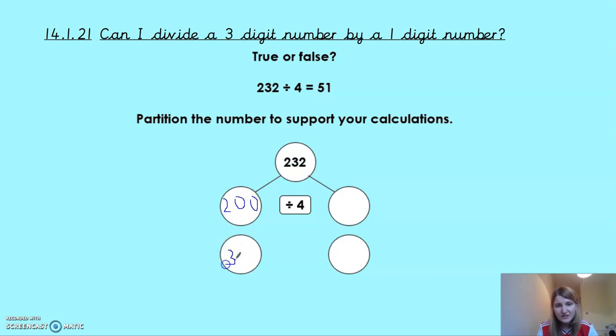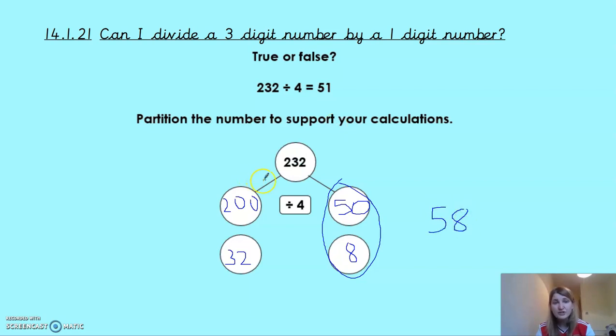232. If I wanted, I could do 230 and 2. But as I'm dividing by 4, I've got a feeling doing it just to this will help me better. So 200 divided by 4. I know 20 divided by 4 is 5. Therefore, 200 divided by 4 will be 50. And then I've got 32 divided by 4 is going to be 8. If I put these two together, the answer would be 58.